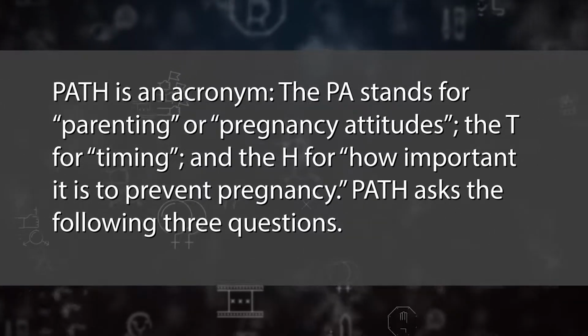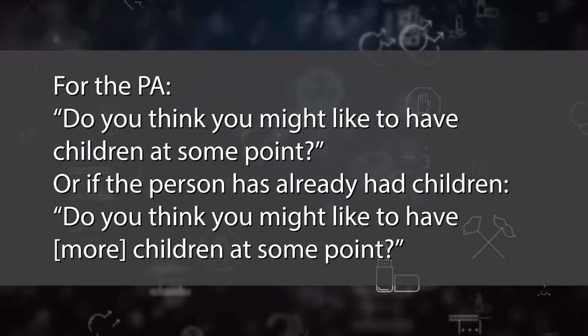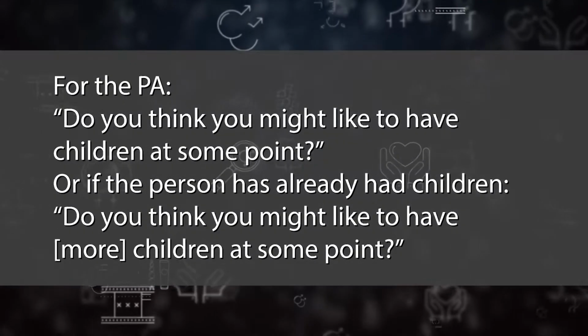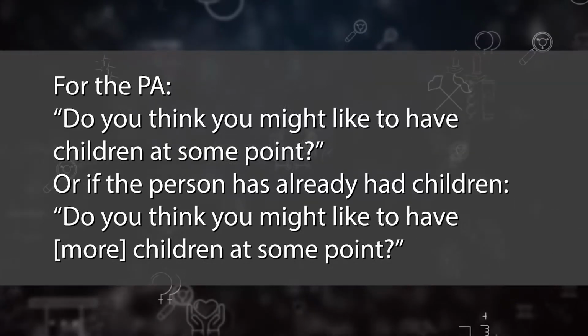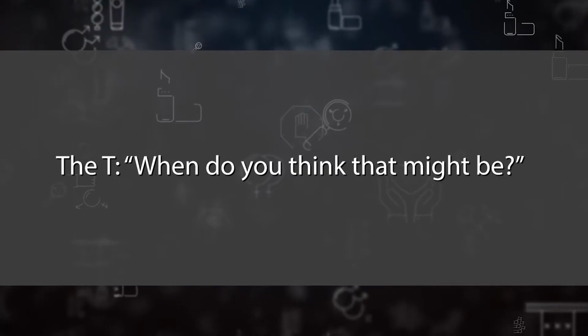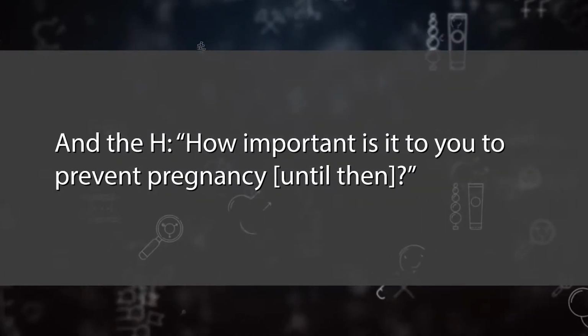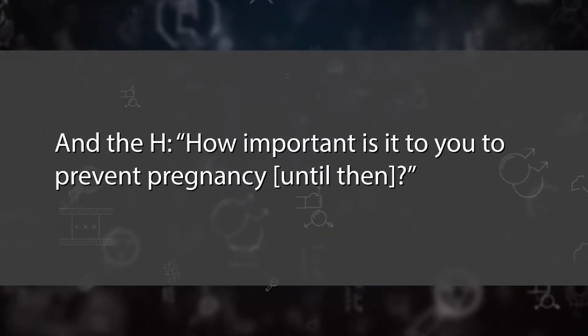PATH asks the following three questions. For the PA, do you think you might like to have children at some point? Or if the person's already had children, do you think you might like to have more children at some point? The T, when do you think that might be? And the H, how important is it to you to prevent pregnancy until then?